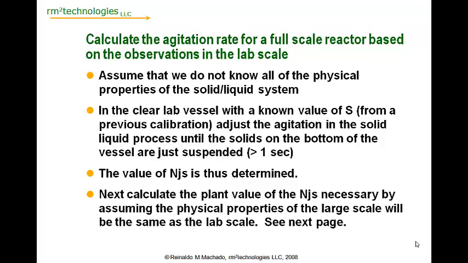So in that clear lab vessel, where we already know the S value from a previous calibration, we adjust our agitation so that the process is just suspending the solids off the bottom. At that point, we've determined the NJS. The next step is to calculate the NJS necessary for the full-scale plant.